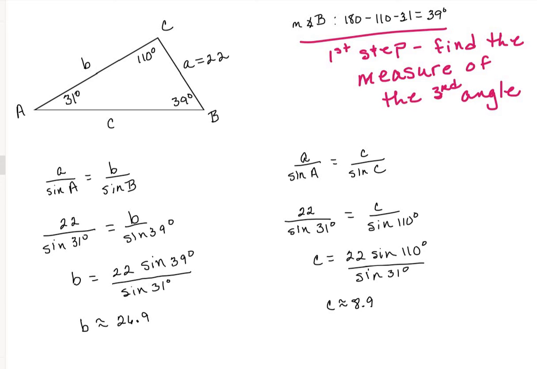Okay, I want to point out again that this is always going to be your first step: to find the measure of that third angle. Once you do that, then you can easily set up your two proportions and solve for your missing sides.